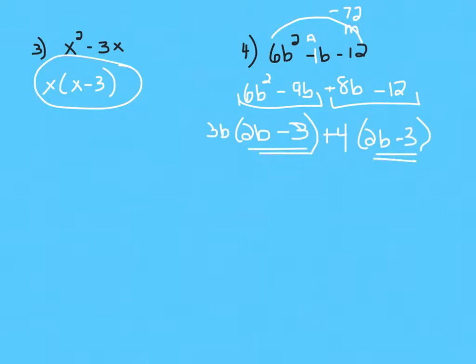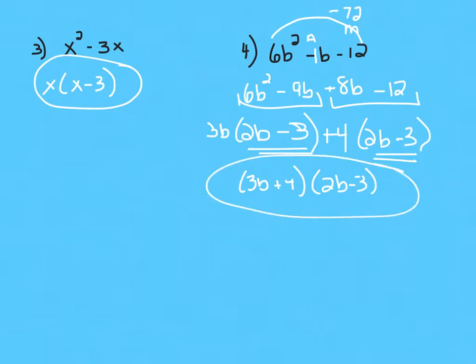So what we're going to do is to create our factors. The first factor comes from what's on the outside of the parentheses, the 3b plus 4. And then the second factor comes from, you just rewrite the common binomial once, okay, not twice, just once, and that's the answer to number 4.